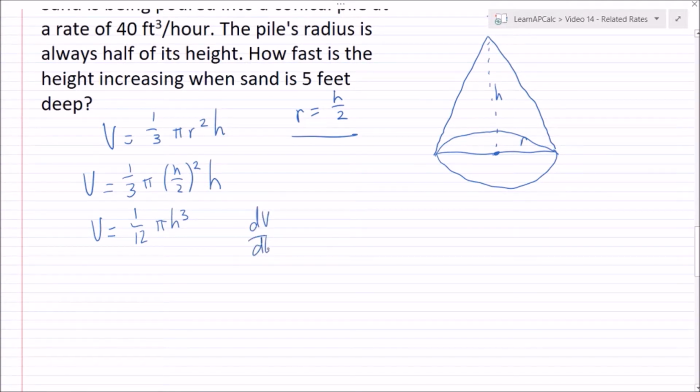dV/dt equals 3/12, which is going to simplify to 1/4 pi h squared dh/dt. So again, I'm just taking my derivative of V, which is 1, times dV/dt, and then my derivative of h cubed, which is 3h squared, and that's going to come out to 3/12, or 1/4, times dh/dt. Okay, so now I can plug in my knowns.